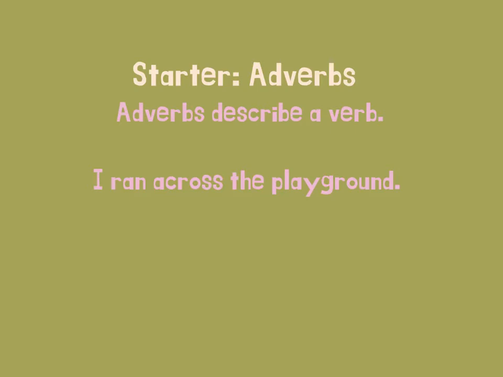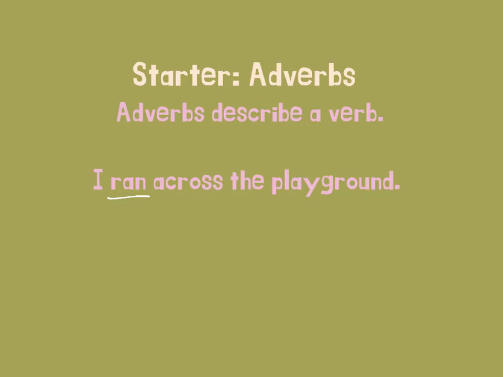Adverbs. So I just thought I'd do a little example and show you how to add an adverb onto a sentence. So this one says, I ran across the playground. Can you find the verb in that sentence? The verb is ran. So an adverb then is a word that describes how you ran. So think, how could you run? Quickly, I ran swiftly across the playground, I ran quietly across the playground, anything like that. So I'm going to go with quickly for this one.